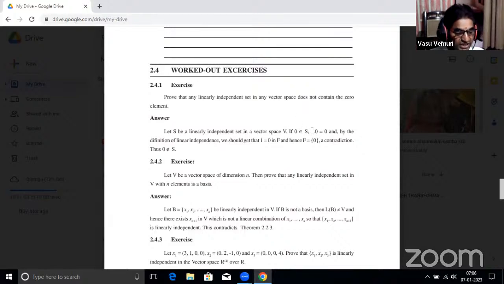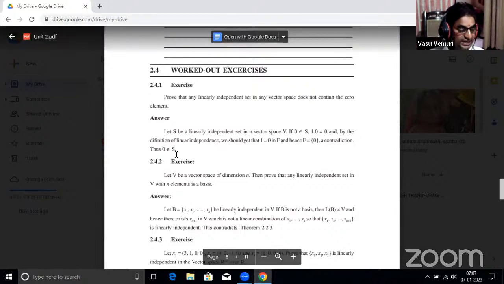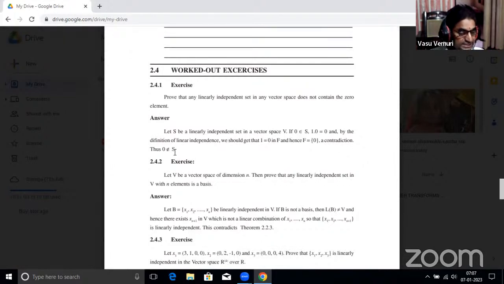Zero can also be written as 1 times 0 equals 0. By the definition of linear independence, we should get that 1 equals 0. So, is 1 equal to 0 true or false? Hence, it is a contradiction. Therefore, a linearly independent set does not contain the zero vector. That's one of the important parts.